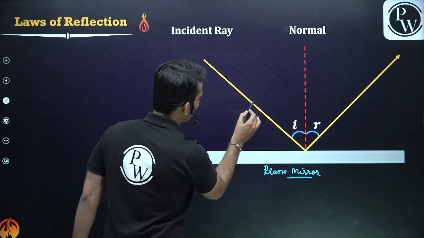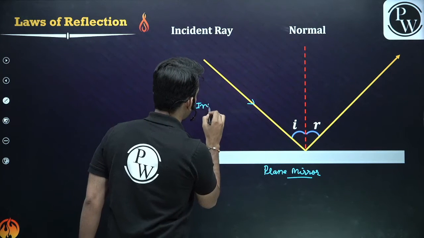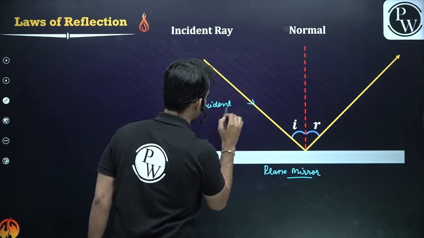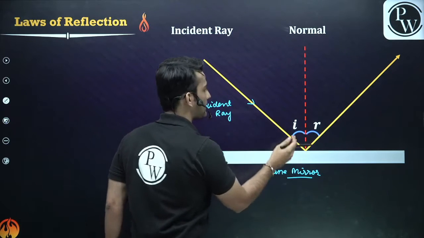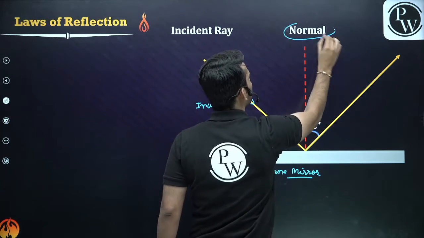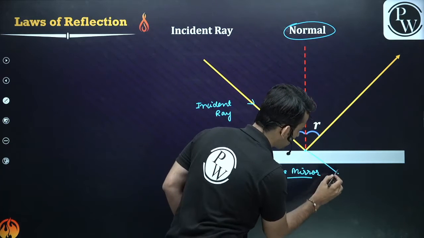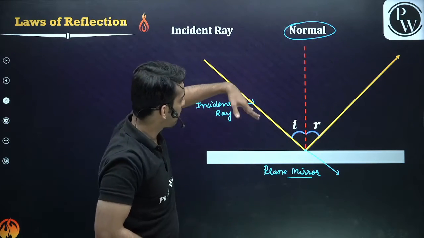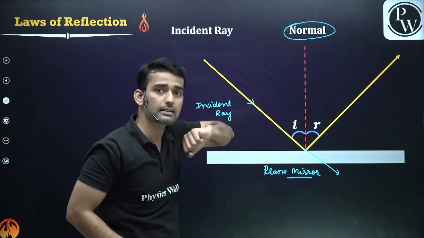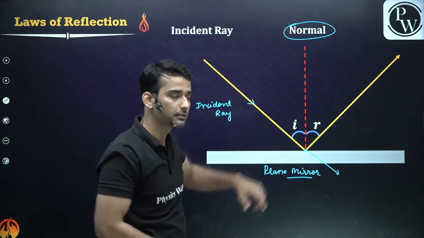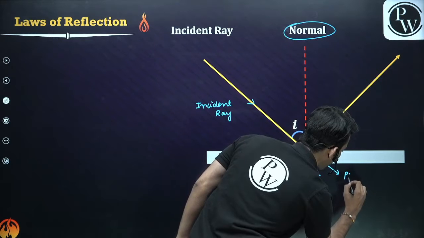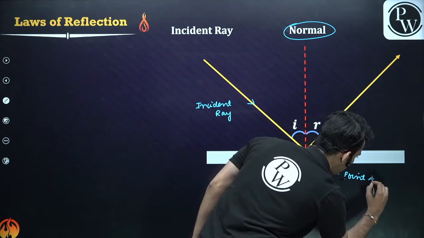This is the incident ray. This is our incident ray. Right, guys? This is normal. What is normal, guys? Normal means this is the point of incidence. If I talk about point of incidence, it means the point at which the incident ray is meeting the surface, this surface. So this is called the point of incidence.